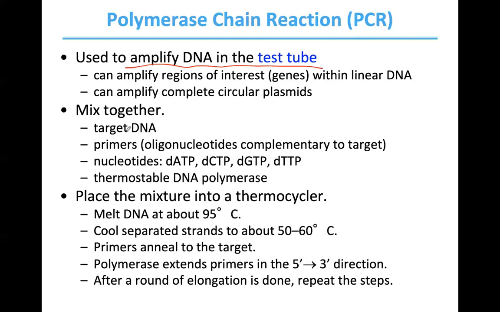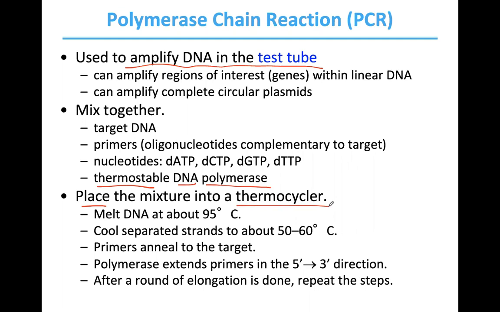So we're gonna mix together target DNA that we isolated. Then there are primers. We'll look at those in a moment. They should be complementary to the target. We'll look at nucleotides. So these are deoxyadenosine triphosphate, cytidine triphosphate, guanosine, and thymidine triphosphate. And we'll work with the thermostable DNA polymerase. I'll tell you why it has to be thermostable in a moment. And the apparatus which is utilized is known as a thermocycler.